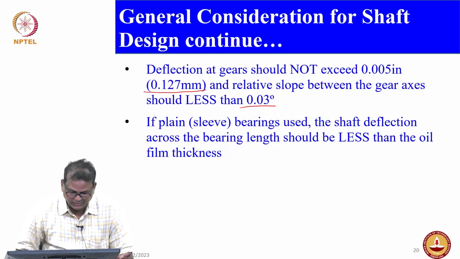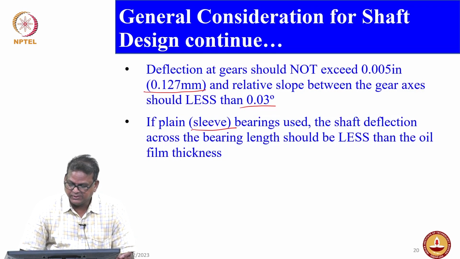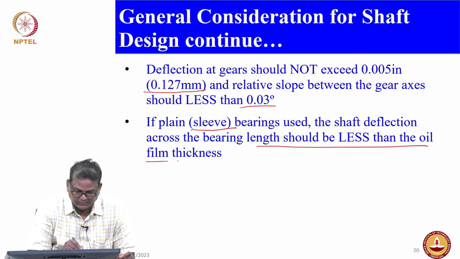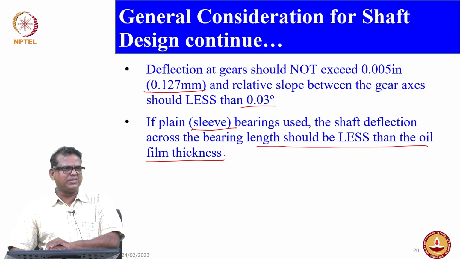If you have bearings, when you say sleeve, it indicates journal bearings. The shaft deflection across the bearing length should be less than the oil film thickness. What do you mean by oil film thickness? Do you know how the journal bearing operates? Any idea?